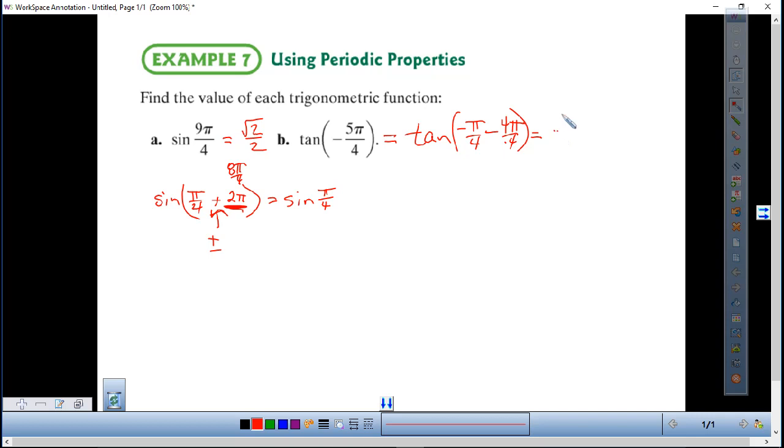Well, that's going to equal the tangent of negative pi over 4 because of the whole periodic thing. Now, you're probably wondering, well, we haven't learned any of the tangents or anything for negative angles. Well, actually we have, but we learned them in the fact that tangent is an odd function, so therefore the tangent of negative pi over 4 is the same thing as the negative tangent of pi over 4. And what's the tangent of pi over 4? Well, it's 1. So this is going to give us negative 1.